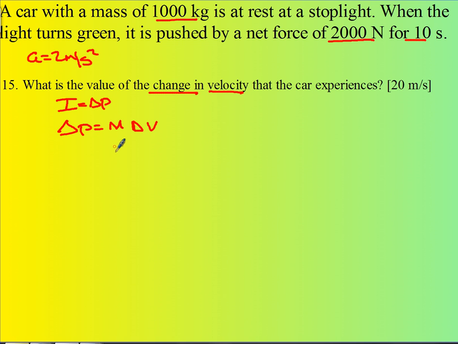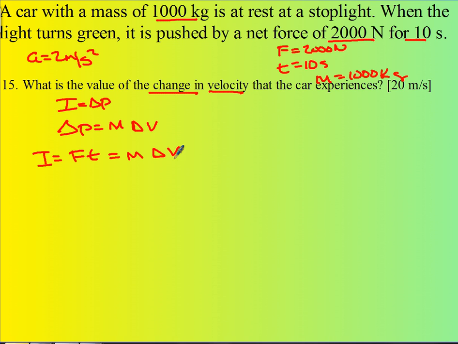Let's see. I have my givens on the other page. I'm going to rewrite them. F is 2,000 newtons. T is 10 seconds. I see my impulse right there. And the mass is 1,000 kilograms. So this tells me that the impulse is equal to Ft, and that is equal to m delta v.